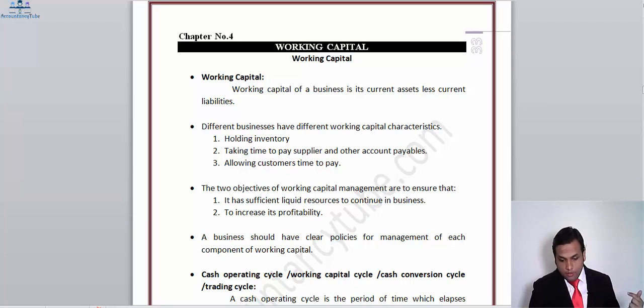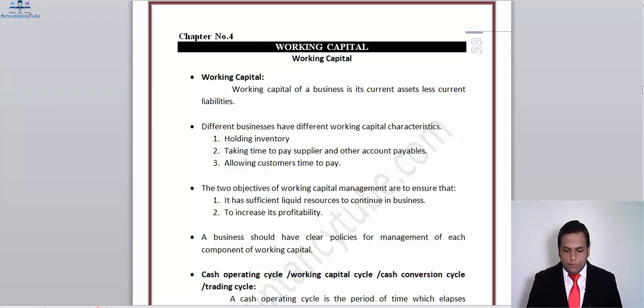Then we've got allowing customers time to pay. Here, in order to gain the market, most businesses, especially startups, give their goods or services on credit to the customers so that they can pay at their own ease. It's one of the most basic strategies to enter a new market.